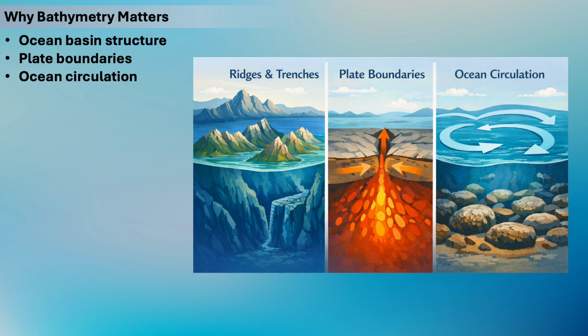Bathymetry matters because the shape of the seafloor influences many ocean processes. Ocean basin structures help scientists identify plate boundaries and understand how the seafloor forms and changes. Bathymetry also affects ocean circulation by steering deep currents and influencing how water moves through ocean basins. Without bathymetry, much of modern oceanography would not be possible.